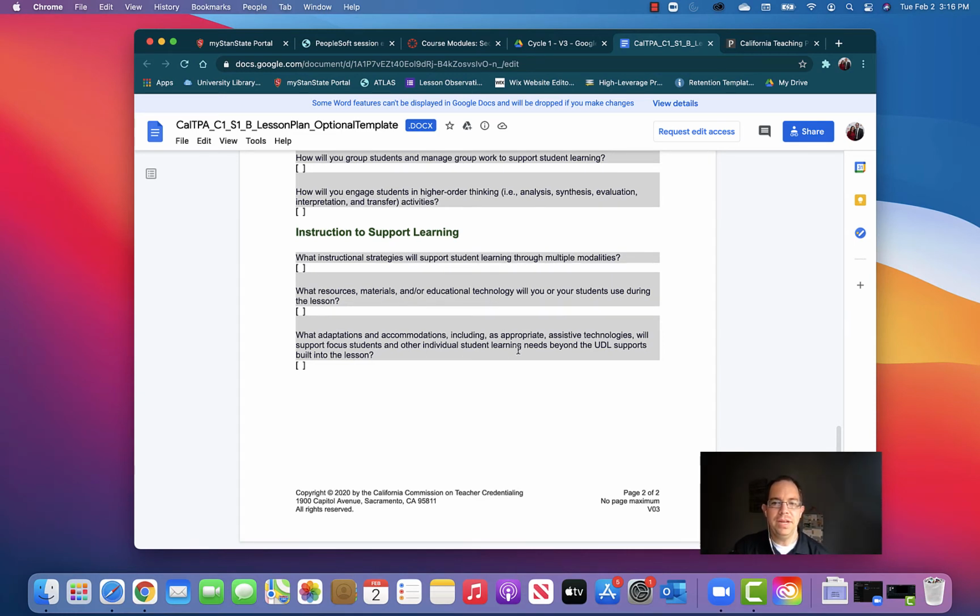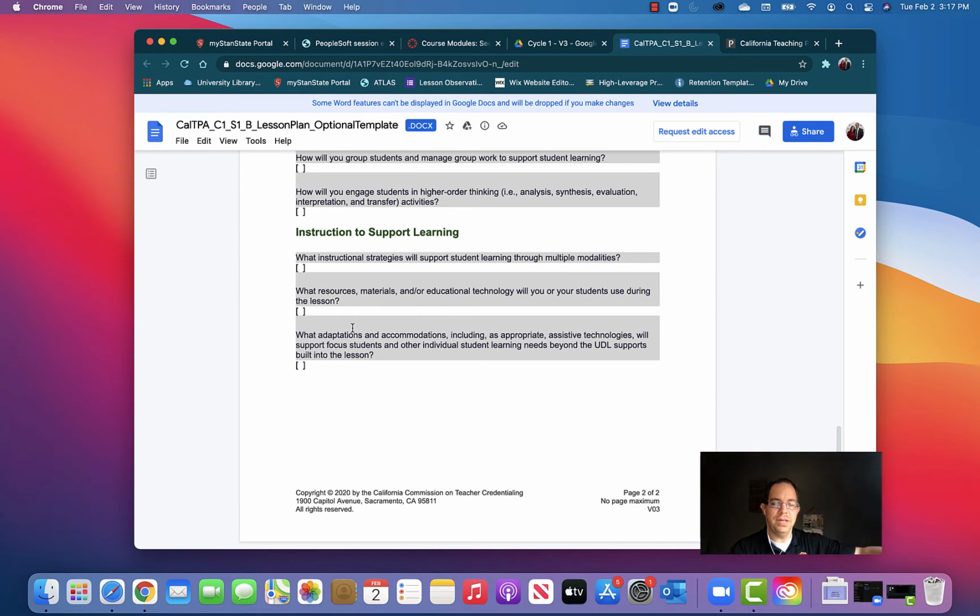And then here is where you really want to get into your focus students, right? So what adaptations and accommodations, including, as appropriate, assistive technologies will support those focus students and other individual student learning needs beyond the UDL supports built into the lesson? I'll talk about why UDL is important as you integrate it through the lesson, but this is that time now to make the connection between your focus students and your lesson.